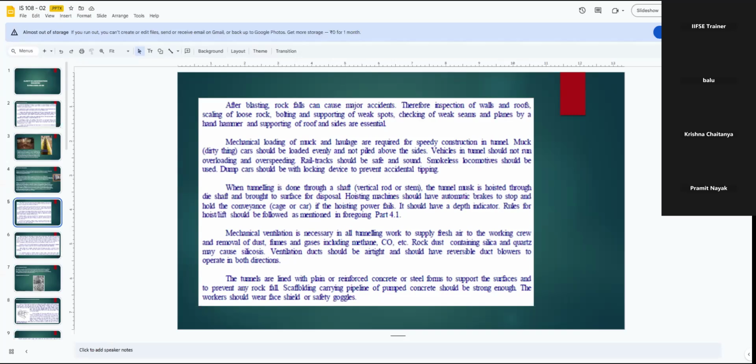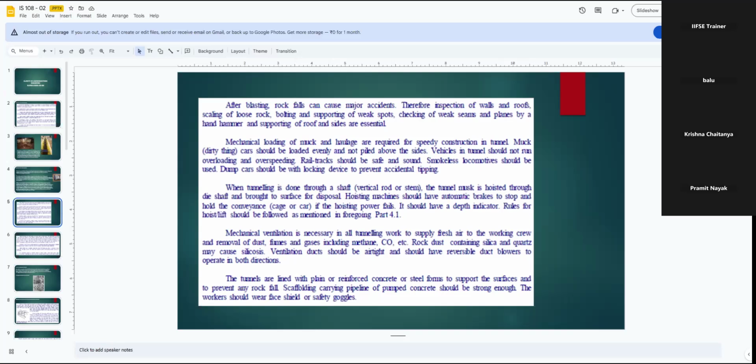And the muck is nothing but a dirty thing, it is nothing but waste. The cars should be loaded evenly and not piled above the sides. Vehicles in the tunnel should not run overloaded or overspeeding. Rail tracks should be safe and sound. The muck is the waste that we are going to remove from the tunnel, so it will be loaded by the cars. When I say cars, it is nothing but the rail cars.